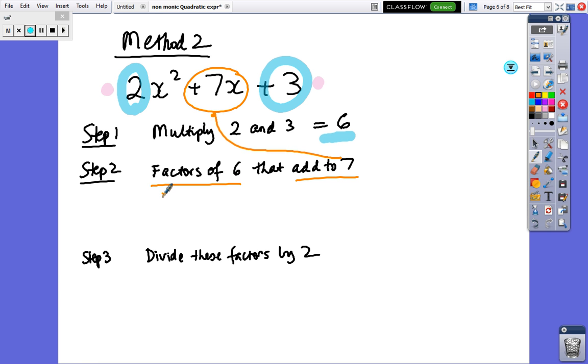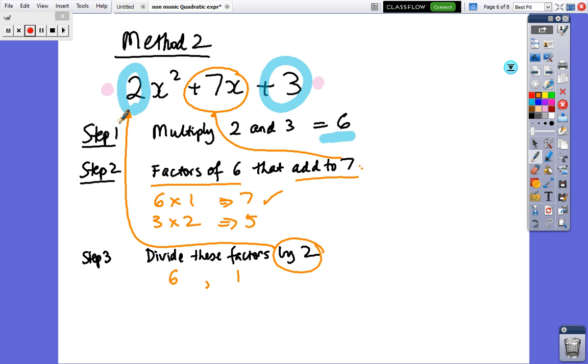Okay, so numbers that multiply to give 6, 6 and 1, 3 and 2. So 6 and 1 gives you 7, 3 and 2 gives you 5, but we wanted a 7, so it's those two numbers. So the numbers you have are 6 and 1, but we divide by 2 because that's what we multiplied by out the front. So we take the 6 and the 1, we divide by 2, and that gives us 3 and a half.